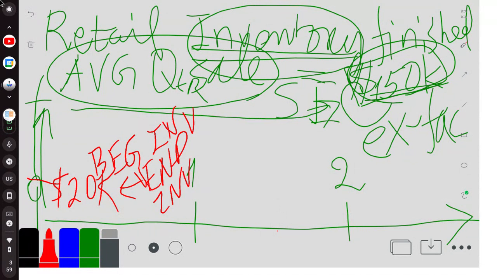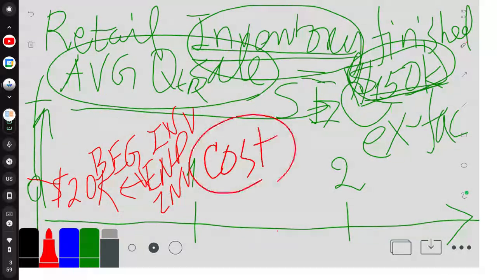So now think about it. The inventory, as I said, the inventory is expressed in cost. Inventory must be expressed in cost, right? Why?